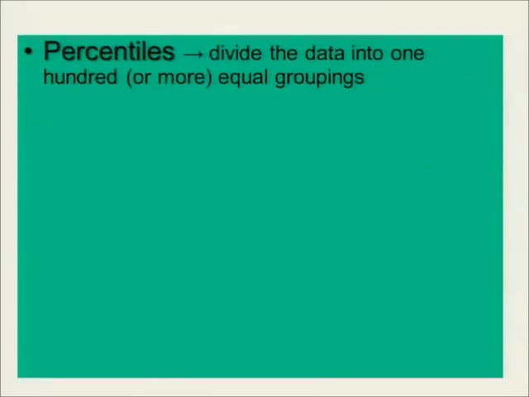Okay? Now, lastly, we have the percentiles, grade 12s. Remember, we said the quartiles divide our data into 4 equal groups. Now the percentiles divide the data into 100 or more equal groupings. Remember, once you hear the word quartiles, you think of quarters. And once you hear the word percentiles, you think of percentage. So percentiles divide the data into 100 or more equal groupings.